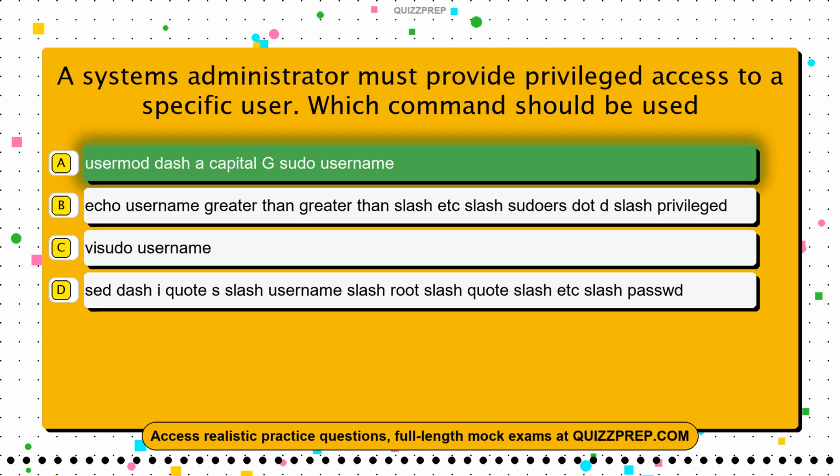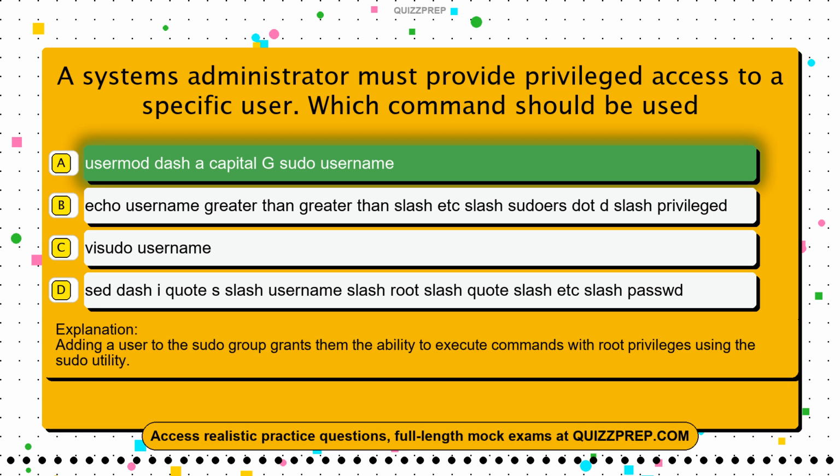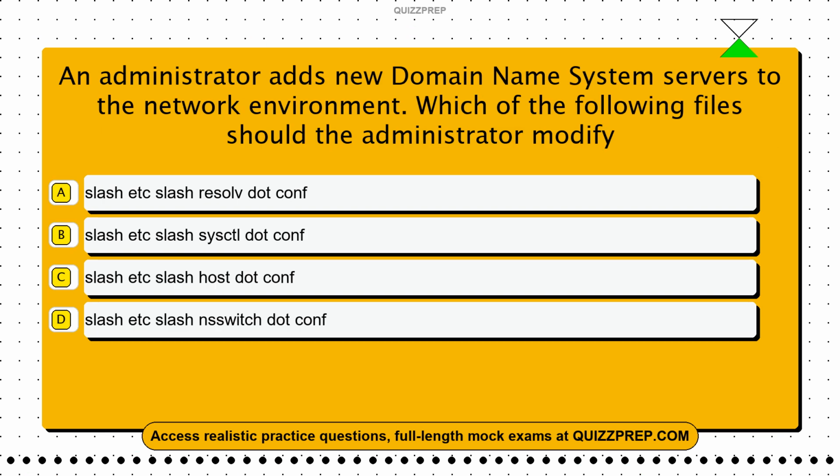The correct answer is option A, usermod -a capital G sudo username. Adding a user to the sudo group grants them the ability to execute commands with root privileges using the sudo utility.